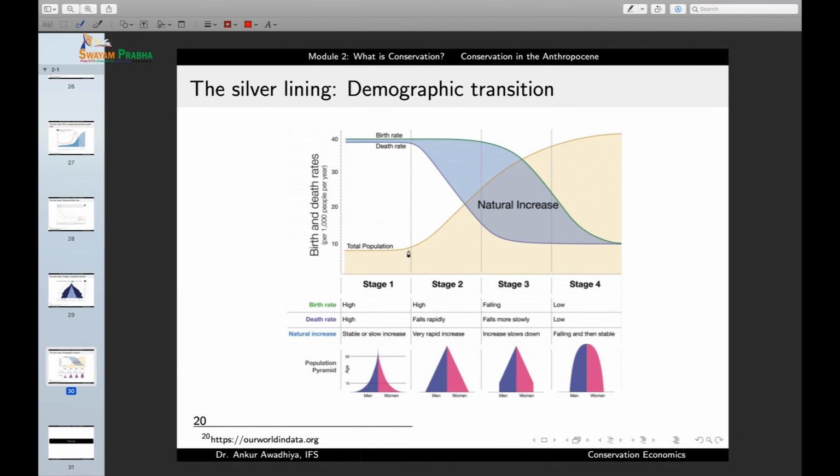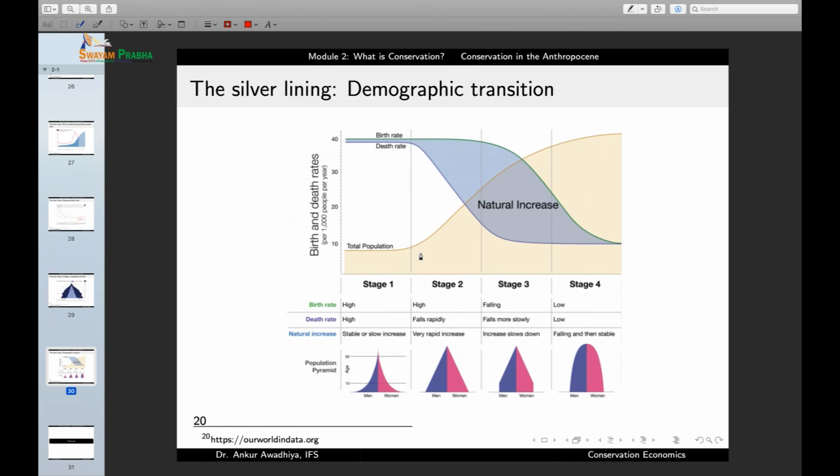In the first stage, the high death rate and high birth rate were able to counter each other, and the total population growth was less, which is what we saw for most of the presence of humans in human history. But then, starting from say around 1500 AD, we start seeing a large increase in population because we have now started to bring the death rates down.